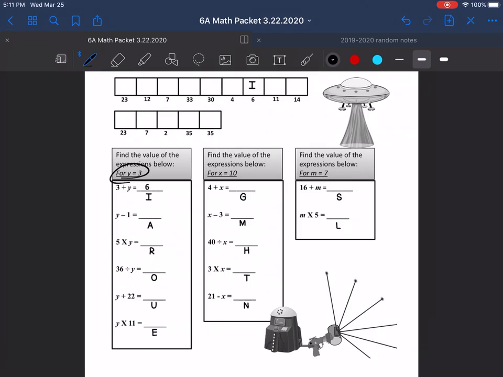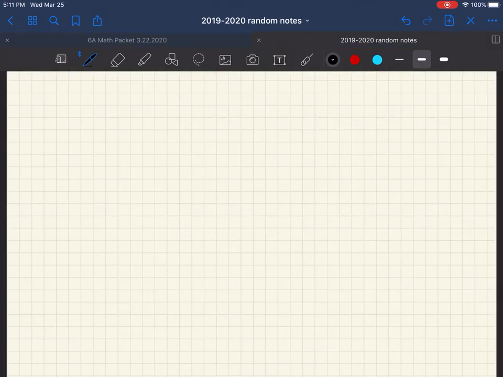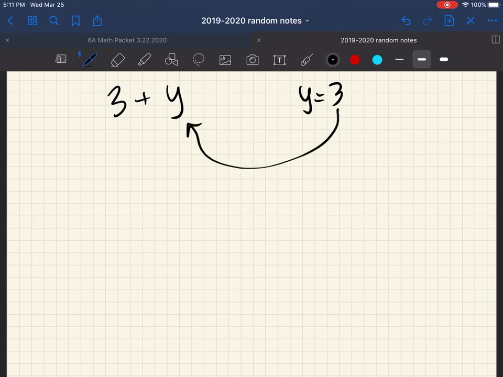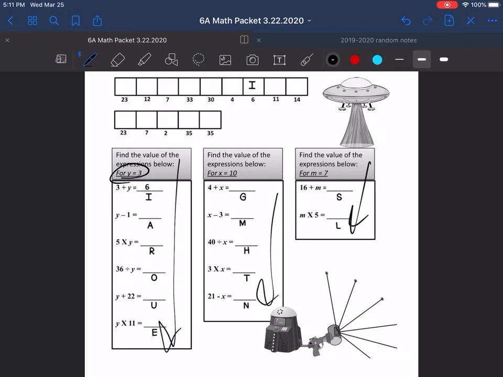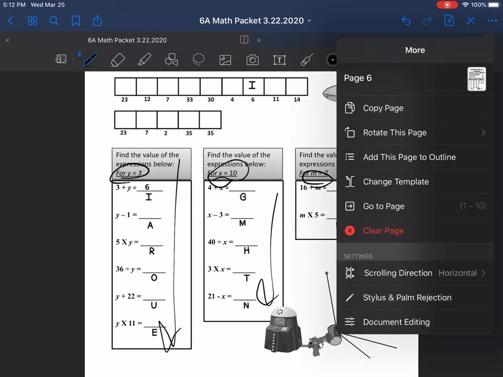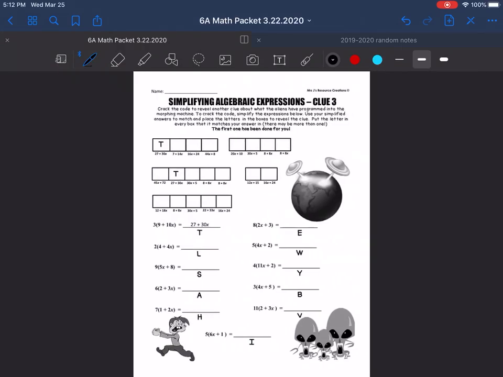They already did that first one for you, and I'm going to show you how they did that. They said 3 plus y equals 6, right? Because the expression was 3 plus y. They told us that y is equal to 3, so I need to substitute my 3 in for y. 3 plus 3 equals 6. That's how they got this 6 right here. And you're going to do that for all of these. Notice that what they are asking you to substitute changes though.